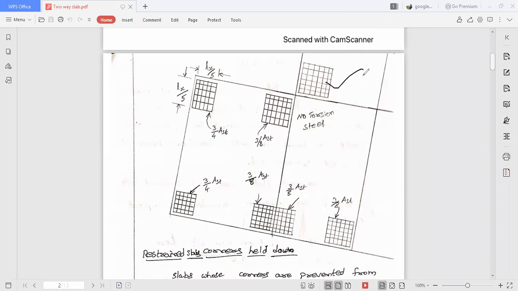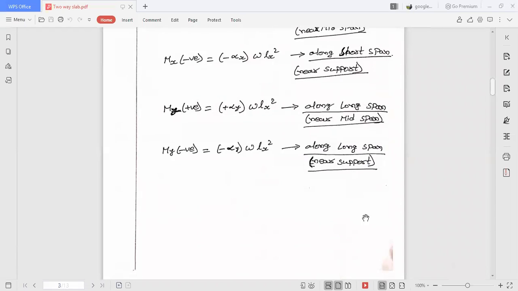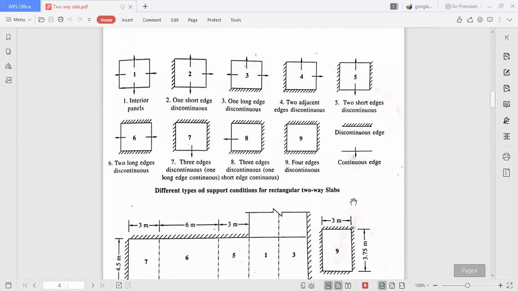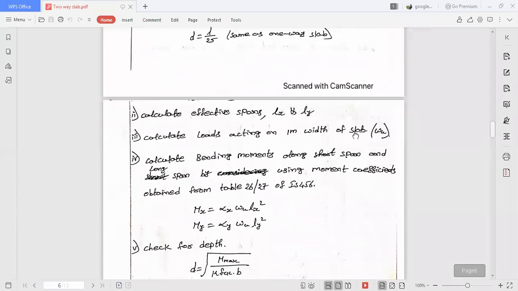Now here if you observe, this is a corner where one edge is continuous, another edge is discontinuous. So how much quantity of steel is required at this place? 3/8 of AST. Okay. Now see, where we have to provide torsion steel, not in case of simply supported slabs, only in case of restrained slabs. There we will provide a corner steel.